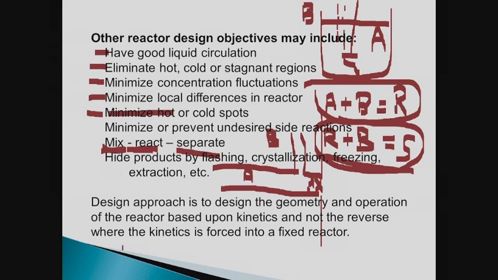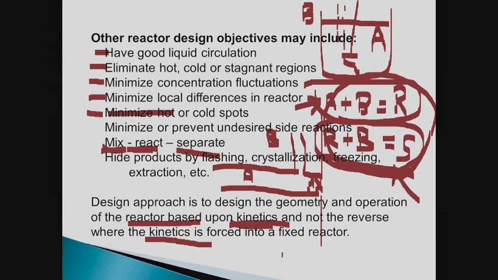Anyway, the design approach for chemical reactors should be: you look at the kinetics, see what you want to emphasize, and decide what you want to prevent, and then design the reactor to do that, or at least attempt to do that. You do not want to force the kinetics, however complicated they are, into a fixed stirred pot. That's a stirred tank reactor, CSTR. That's not a very good way of thinking about it.